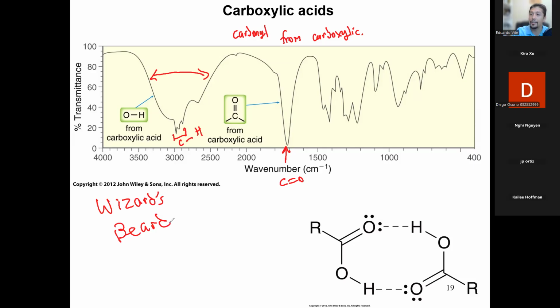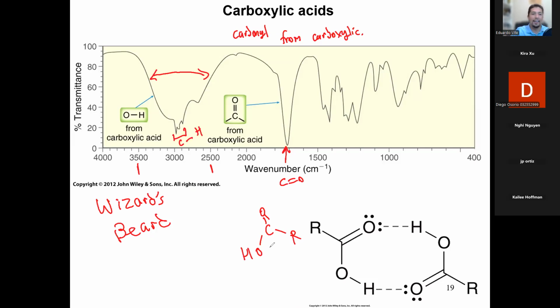This is very iconic of carboxylic acids. If you see between 2500 and 3500, notice also it's very broad, from 2500 to 3500. If you see the wizard's beard between those two numbers, 95% of the time you have a carboxylic acid. The wizard's beard is very characteristic of the carboxylic acid. You can further confirm by looking for the carbonyl, right? You can say, well, look, I have my carbonyl, and then I have my OH beard. So of course I have a carboxylic acid.